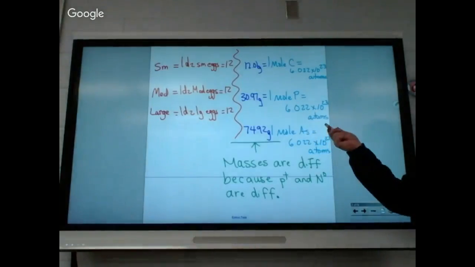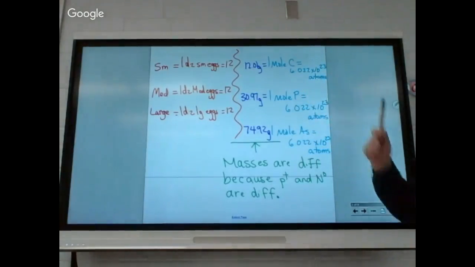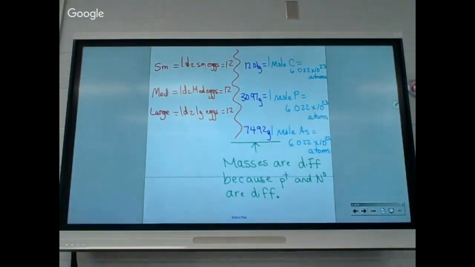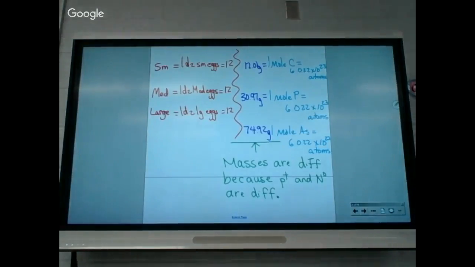This is how they're related. Every mole has how many particles? 6.022 times 10 to the 23rd. Some of you are going, oh my God, I can't remember that number. That's way too much for my tiny brain. Where are you going to find that number if you can't remember it?